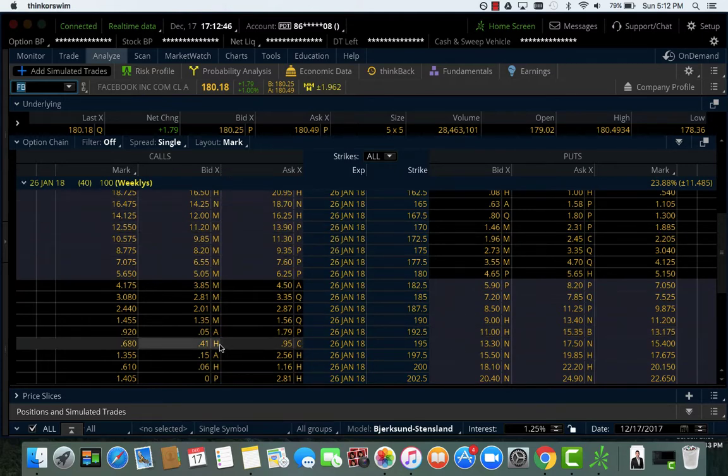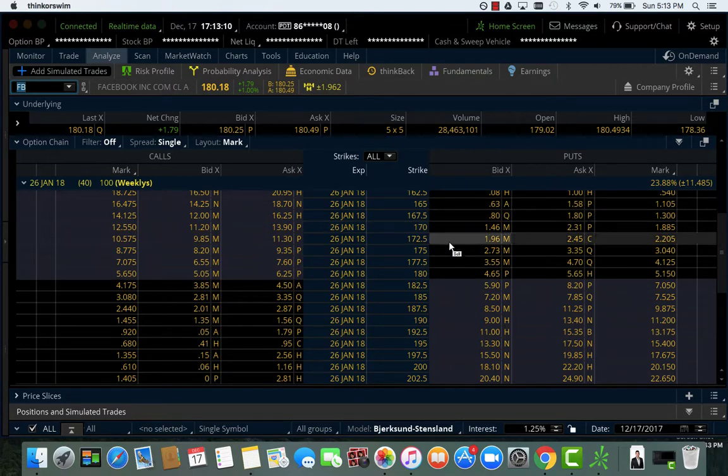Now, if we're sellers of calls, we want the strike price of the call to be above the current price of the stock, right? The reason we want that is because when we sell something, we want the value of it to go down. Out of the money calls at expiration have no value whatsoever. Thus, we want to sell them, and we hope that they're out of the money at expiration.